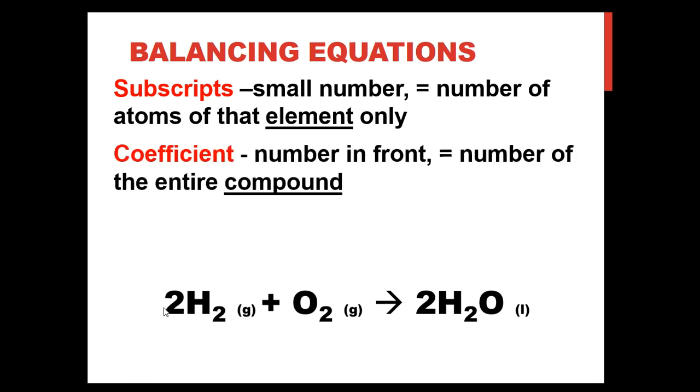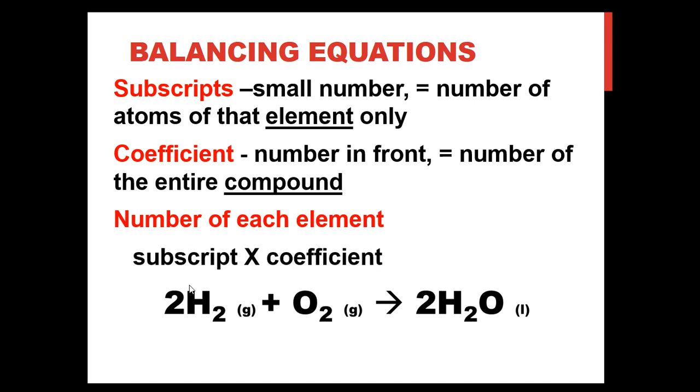Coefficients are big numbers in front of entire molecules. Okay, so there's a 2 for this molecule. There is no coefficient here, which means there is 1 of this molecule, and there are 2 of this whole molecule. If I want to know how much there is of each one, because you're going to need to know that, you would just multiply. Okay, so the number of each element is subscript times coefficient.